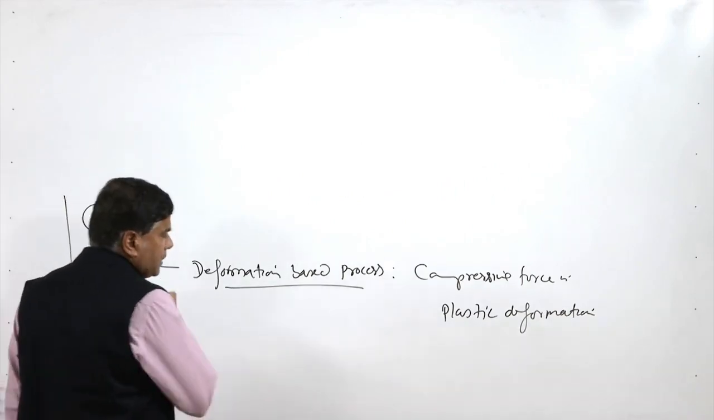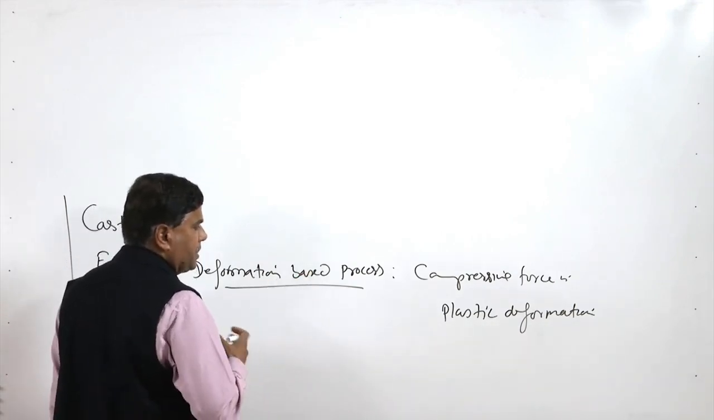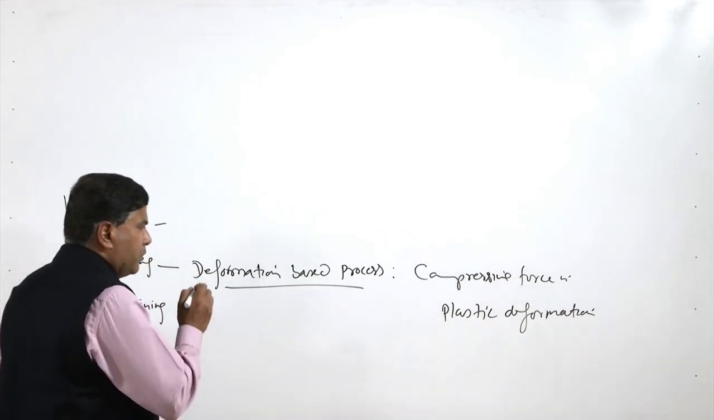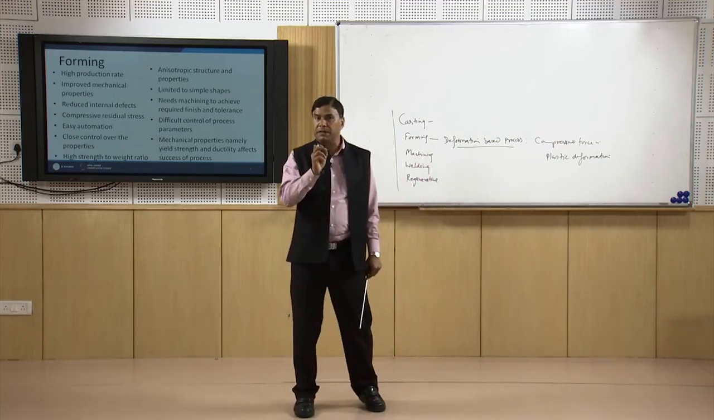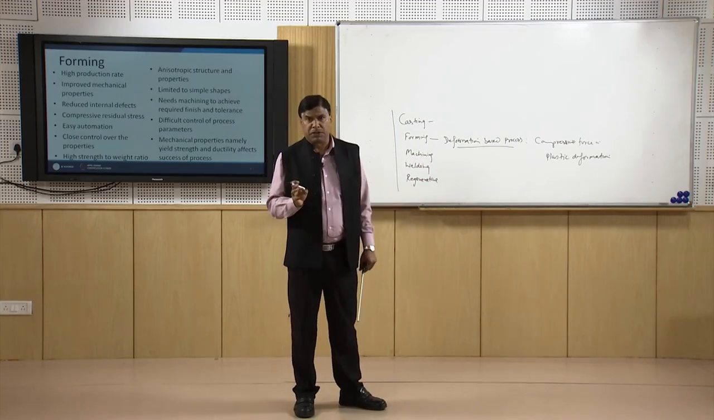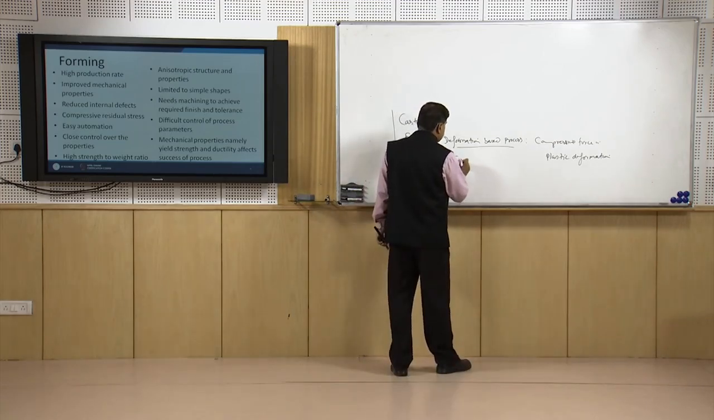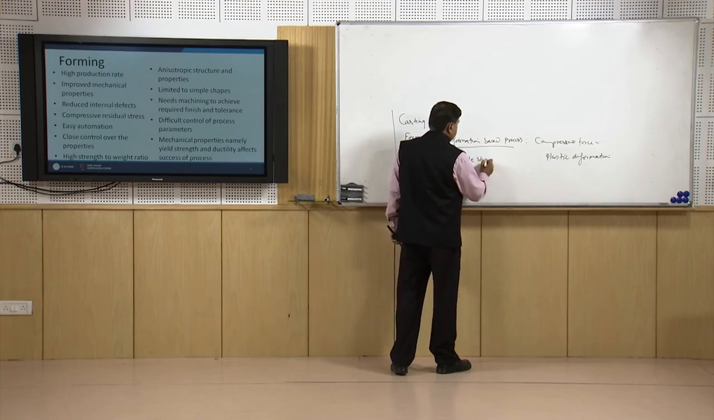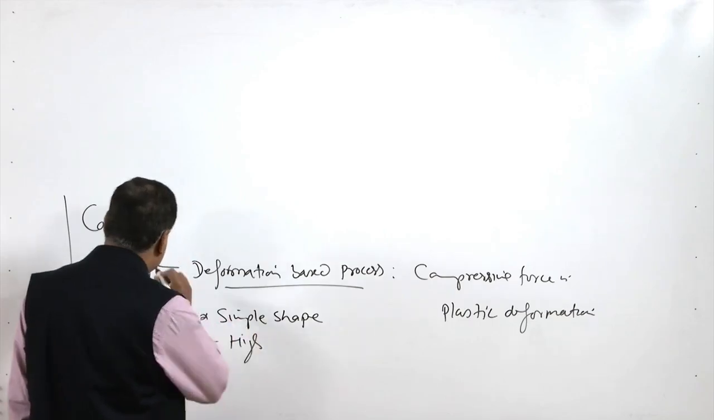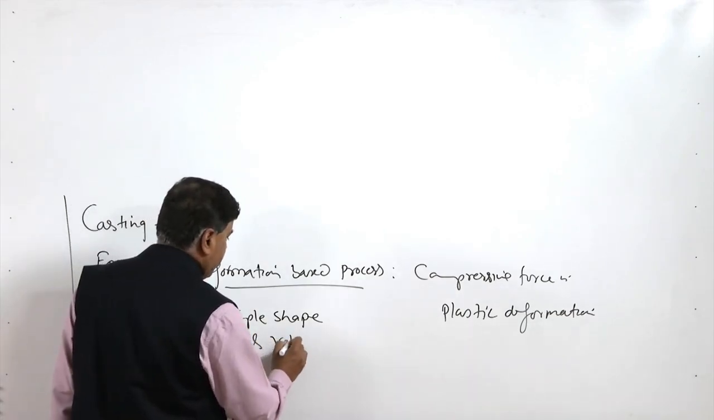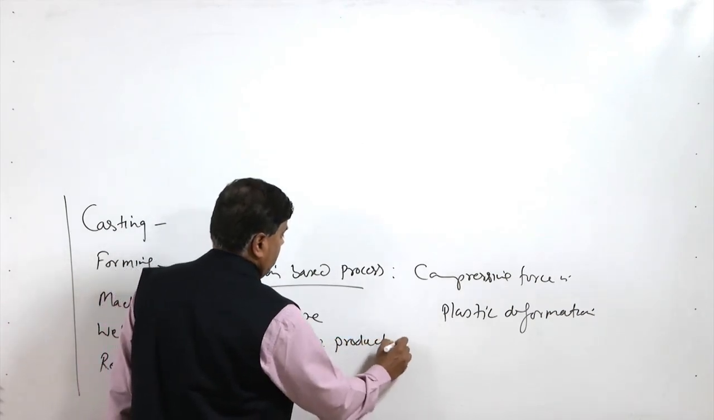But since this process uses the plastic deformation to achieve the desired size and shape, and the nature of the application of these forces is such that it cannot really help to achieve very complex shapes, very high aspect ratio geometries, therefore this process is found good for simple shapes. This is one. This category of the process offers the high volume production rate.